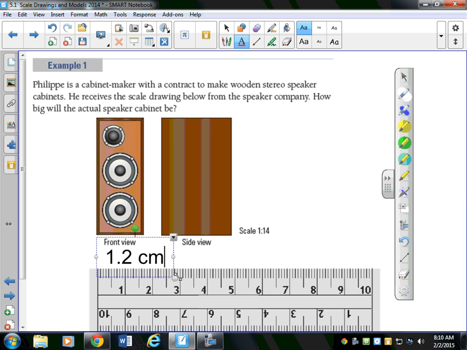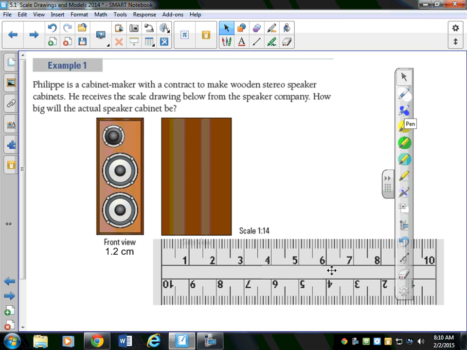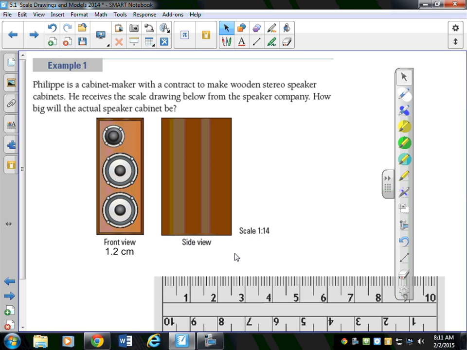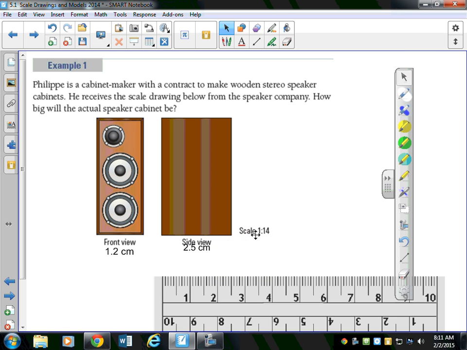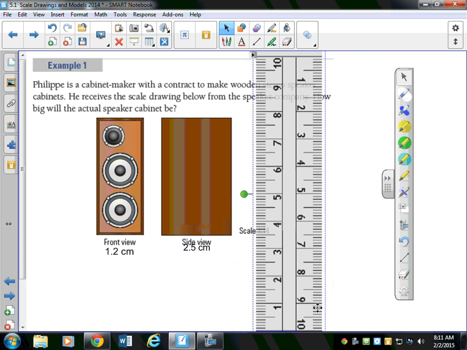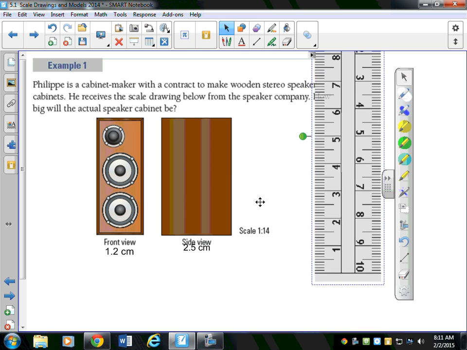Ooh, that's a little large. I'll just make it a bit smaller. And then we'll measure this side view value here. That looks like 2.5 approximately. So I'll label that 2.5 centimeters. And then we're going to need to get that height taken care of. Definitely going to be more than 2.5, so I'll take my ruler, turn it sideways, and measure that height. Oh, 4.3 centimeters.